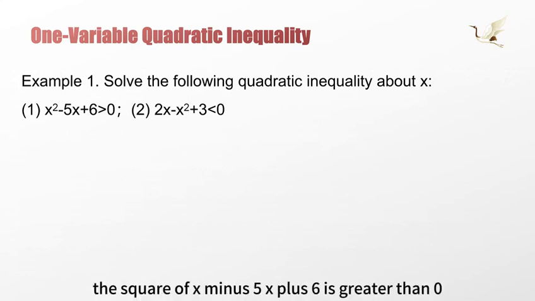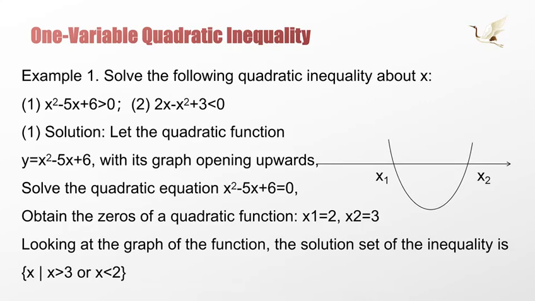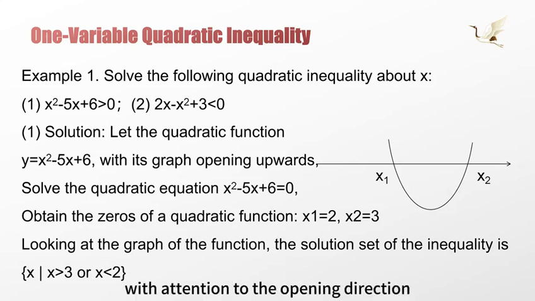x squared minus 5x plus 6 is greater than 0. What are its characteristics? It has a greater than sign instead of an equal sign. So is the same principle used to solve the problem of the equal sign becoming a greater than sign as before? Let's take a look at the first step. Let's still set a quadratic function y equal to x squared minus 5x plus 6, and then draw the image, with attention to the opening direction, which is upward.